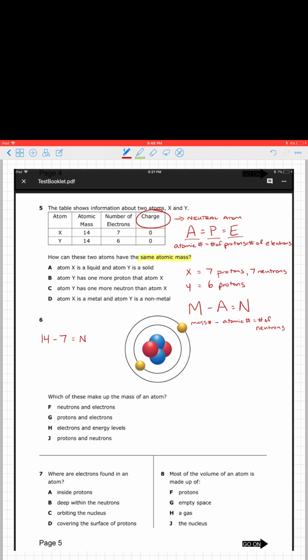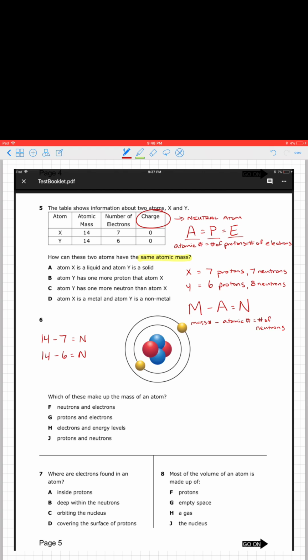And then if we were looking at Y, we would set it up the same way. We'd have 14 was our atomic mass, minus 6 equals our number of neutrons. So atom Y should have how many neutrons? It should have 8 neutrons.